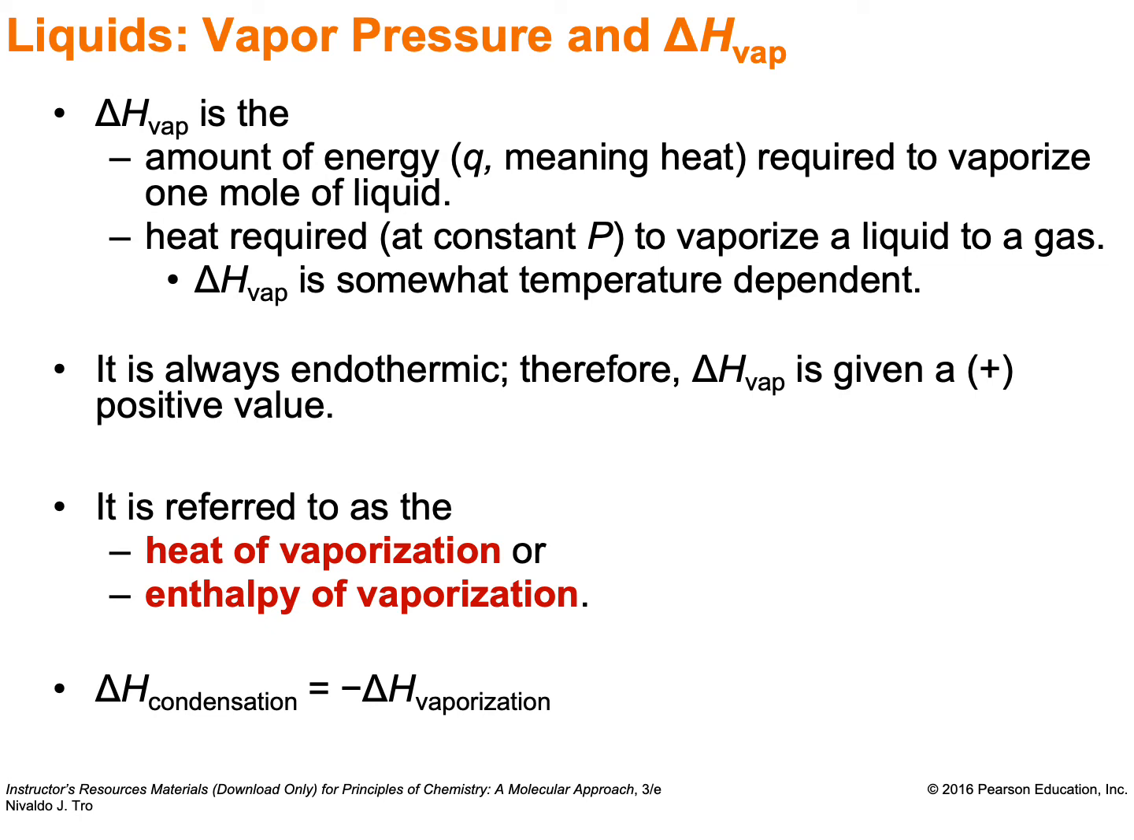Now, the heat of vaporization is exactly equal in value to the amount of energy of condensation, just with the opposite sign. So the bottom point you see, delta H of condensation equals negative delta H of vaporization. One's endothermic, one's exothermic.